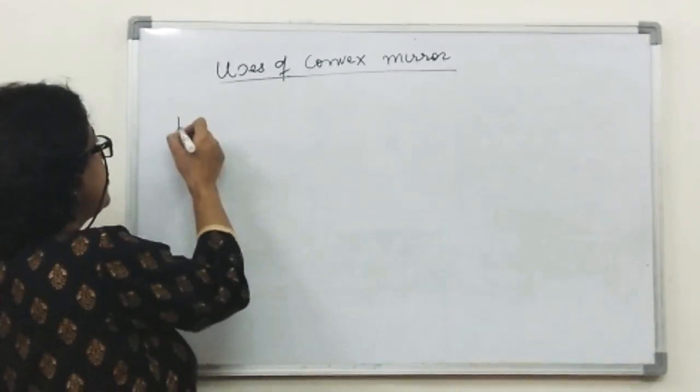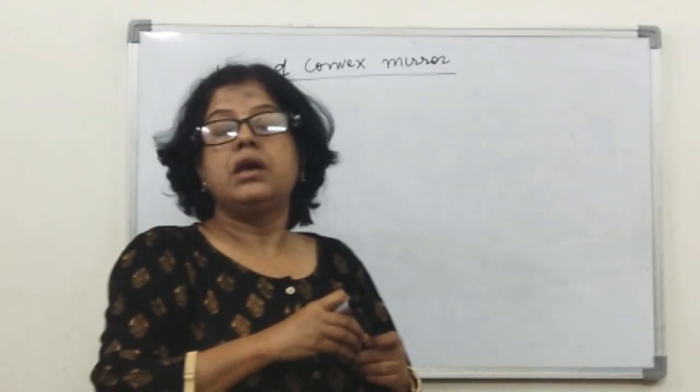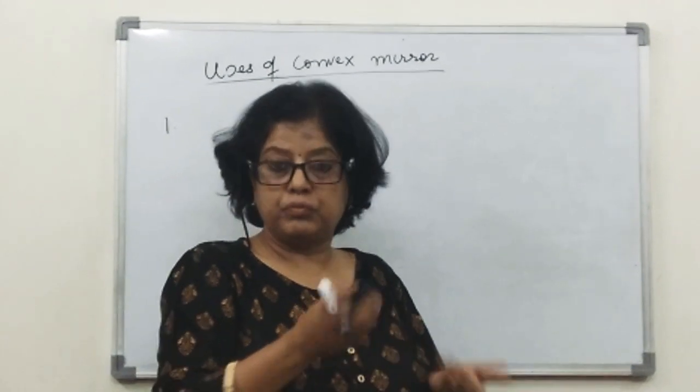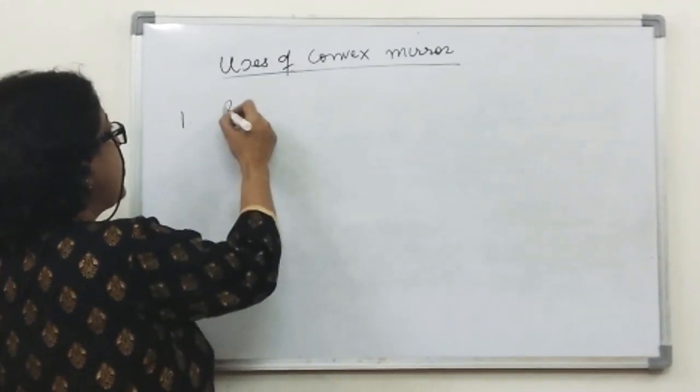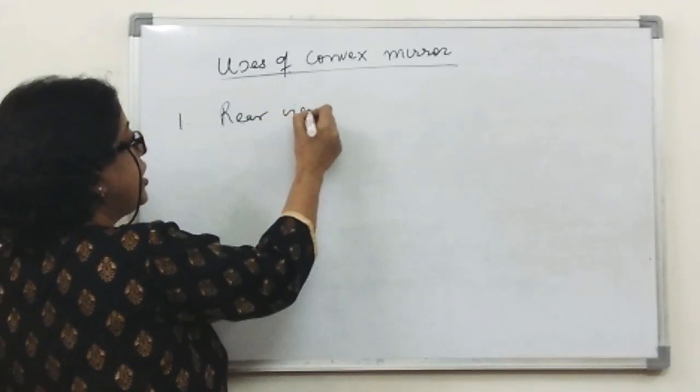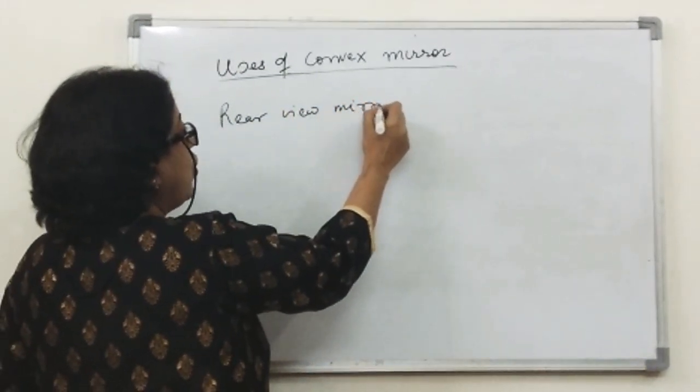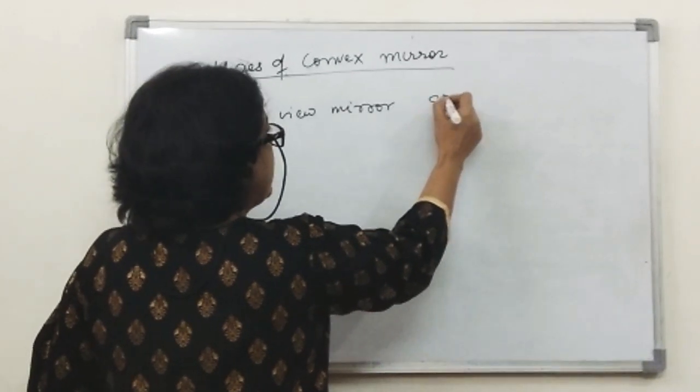Now the very first use, see, we all have seen a convex mirror, where the convex mirror is used as a rear view mirror in vehicles. It's used as a rear view mirror, or also as side mirrors in the vehicles.